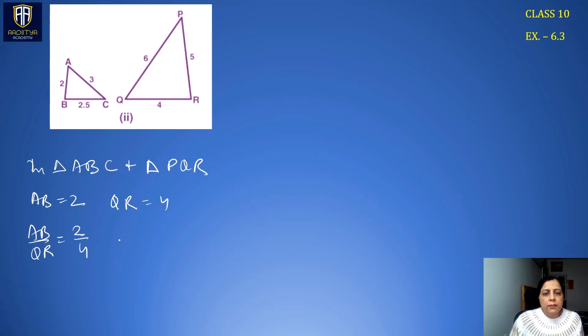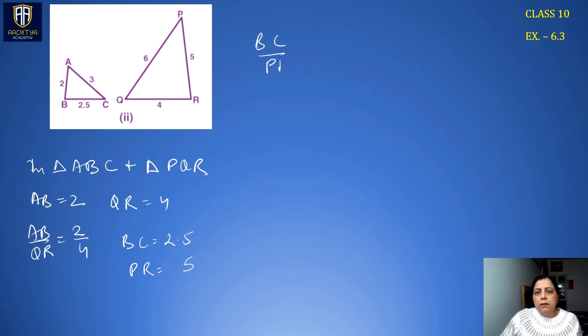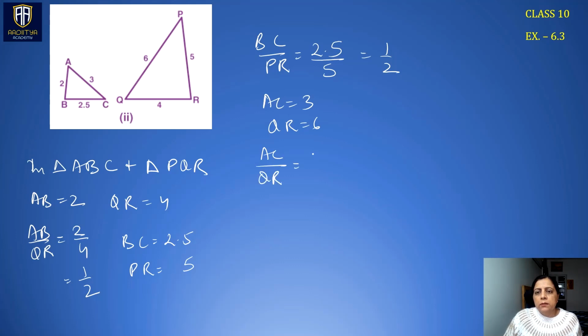Then if I check for BC, BC is 2.5 and PR here is 5. So if I look for BC upon PR, it is 2.5 by 5, that is also 1 by 2. And finally we have AC is 3 and QR is 6. So AC upon QR is 3 over 6, that is 1 over 2.